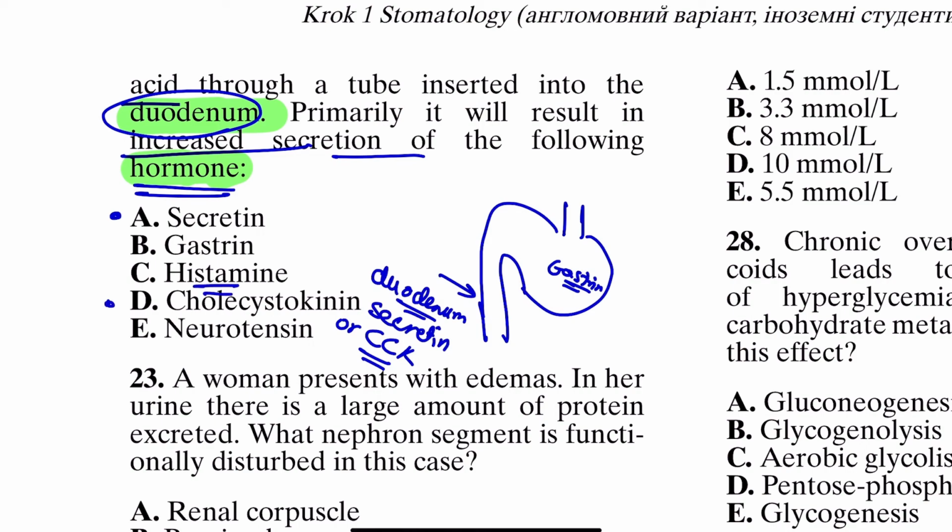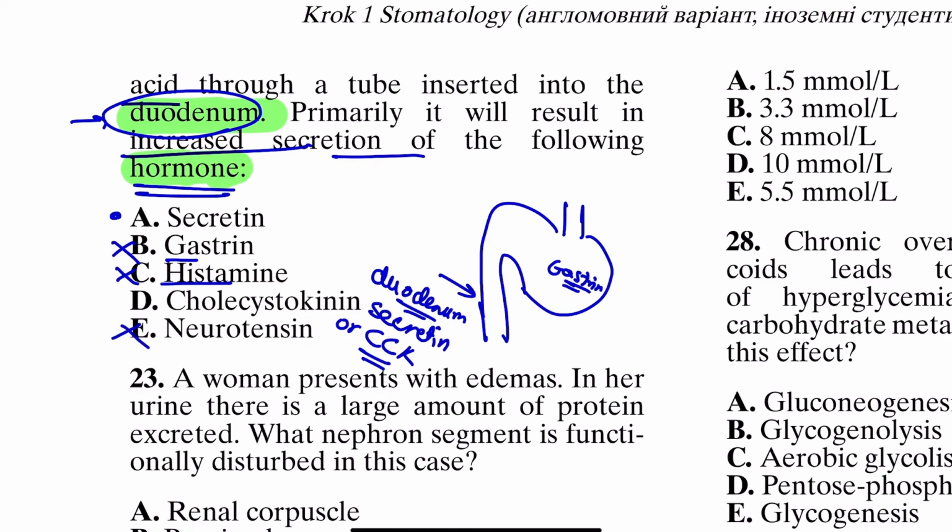Histamine activates parietal cells. So it's not a hormone here. Gastrin is in the stomach, not in the duodenum, so it can't be the answer. So we have secretin or cholecystokinin.